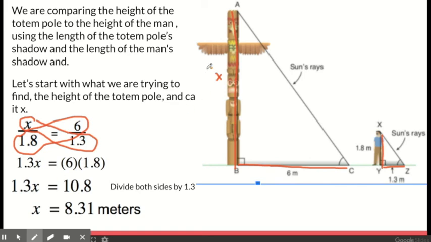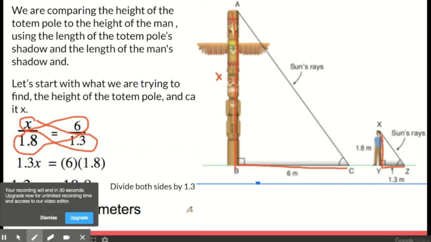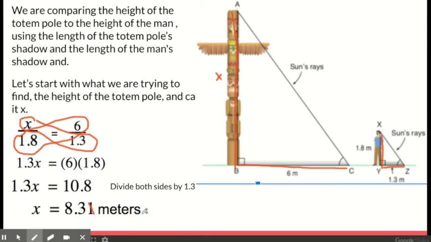So the height of the totem pole here will be 8.31 meters. It actually asked to round it to the nearest tenth, so I would change that just to 8.3 meters, without the 1. Remember, when it's asking for the nearest tenth of a meter, you should pay attention to that.